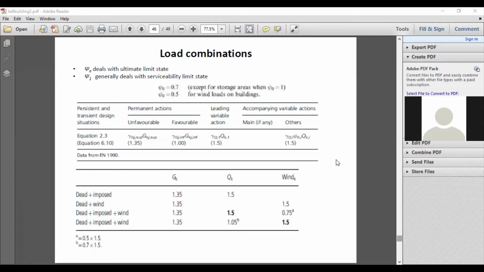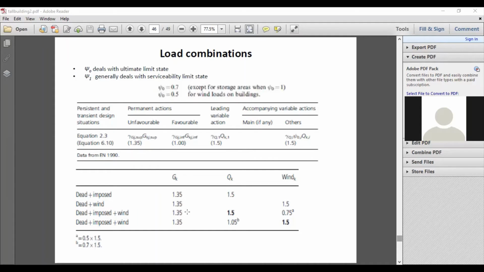So what happens is, we want to find the most critical combination. One combination that is possible is you will consider only the dead and imposed loads, but you will ignore the wind loads. So that is the first condition, 1.35 and 1.5. In the second combination, we have the dead load acting on the structure, and also we have wind load acting on the structure.